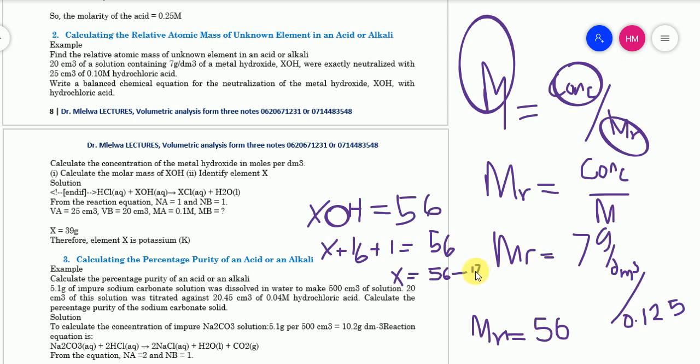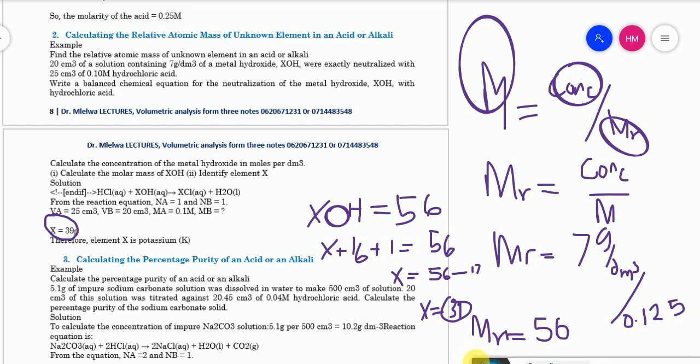From there the final answer ambayo tutakuja kuipata hapo 56 toa 17, X utapata ngapi? Na 39. And we know 39 ni nini? This is the relative atomic mass of what? Of potassium. So hiyo ndio final answer ambayo umeipata hapo. Kwa kwenye notes unaweza kuona kama haina maelezo vizuri, lakini hivyo ndivyo ambavyo wameifanya hiyo calculation.